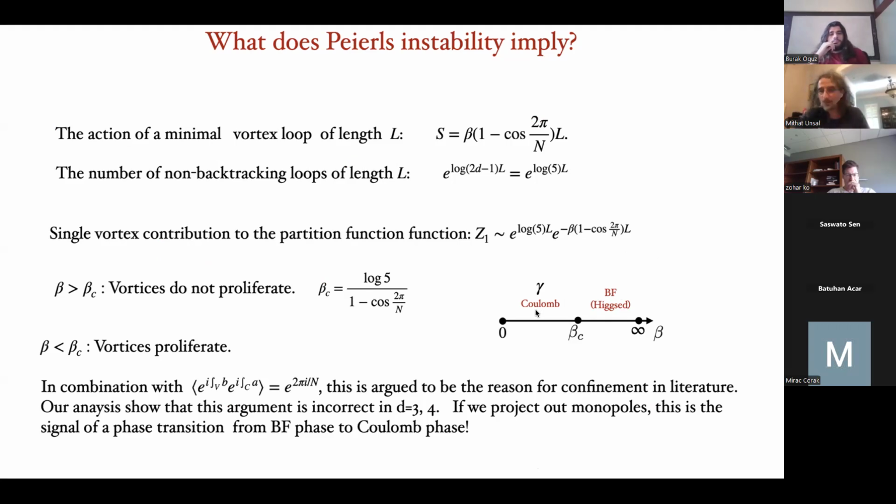So if you get rid of the monopoles here, despite the fact that vortices proliferate, and despite the fact that they have this non-trivial mutual phase with the Wilson loops, you land on the Coulomb phase. So in some sense, if you project out monopoles reliably, and you can do this by using a Villain formulation or something like that, you will land on a Coulomb phase here. Is this clear?